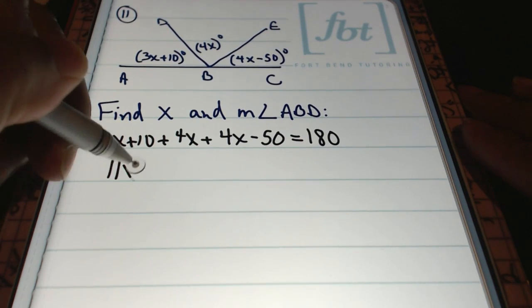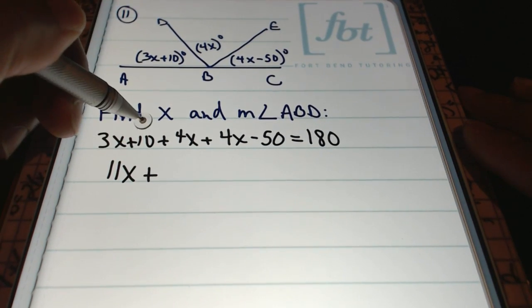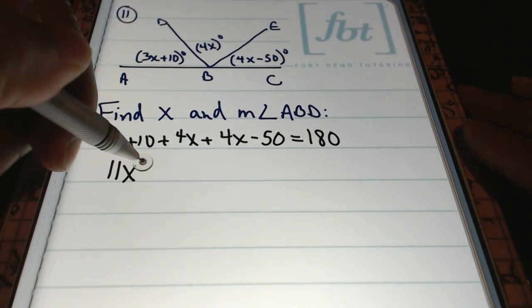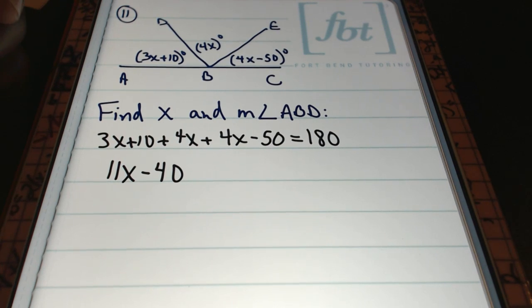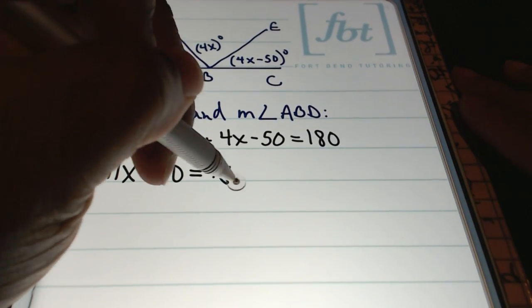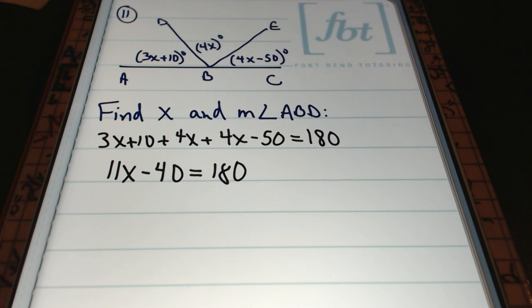That gives us 11x. Then 10 minus the 50 gives me a negative 40. Let's go ahead and get rid of that plus sign. I got excited, thought I had a positive coming, but I was wrong. So we have 11x minus 40 here. This must equal 180. That's what we have going on right now.